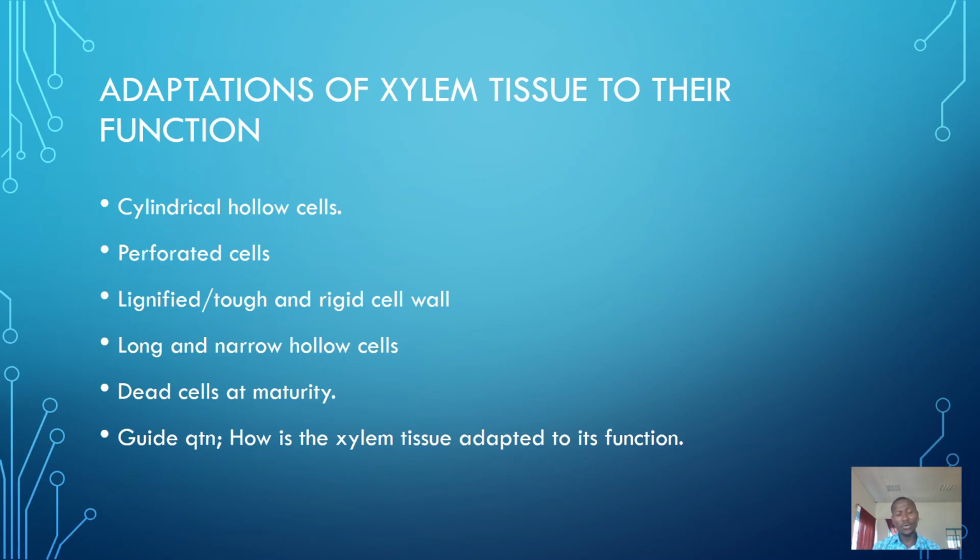Then long and hollow cells, to provide a tube for transportation of water. These cells are dead at maturity so that they can efficiently transport water without any damage. Then you have a guiding question here: how is the xylem tissue adapted to its function? So you should be able to answer the question.